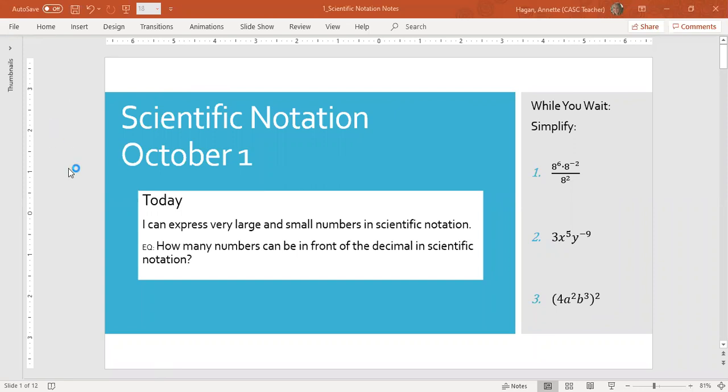Hey everyone, we are starting Unit 2, Part B today. The other 8th grade math teachers and myself decided that it would be best to break Unit 2 into two parts. So this is Unit 2, Part B that we're starting today, and this is all about scientific notation.